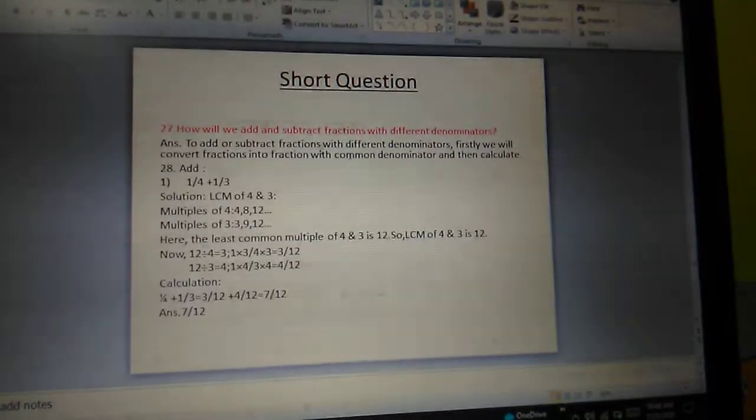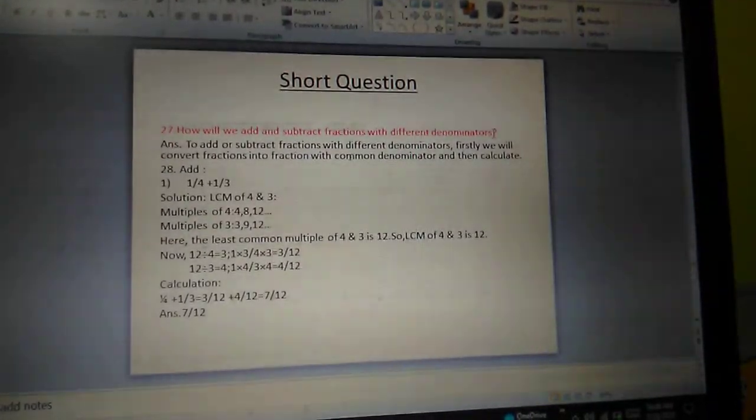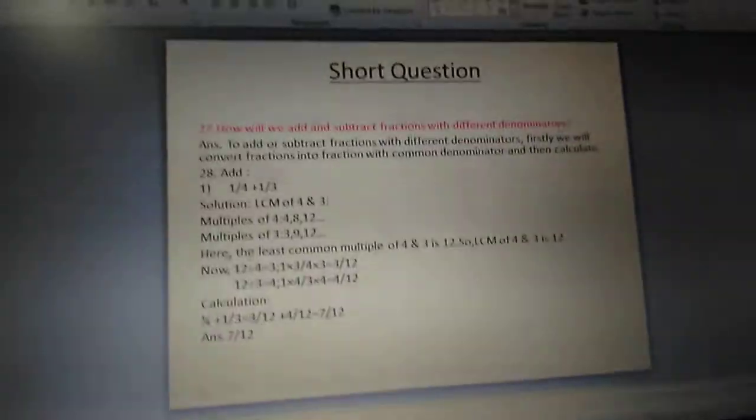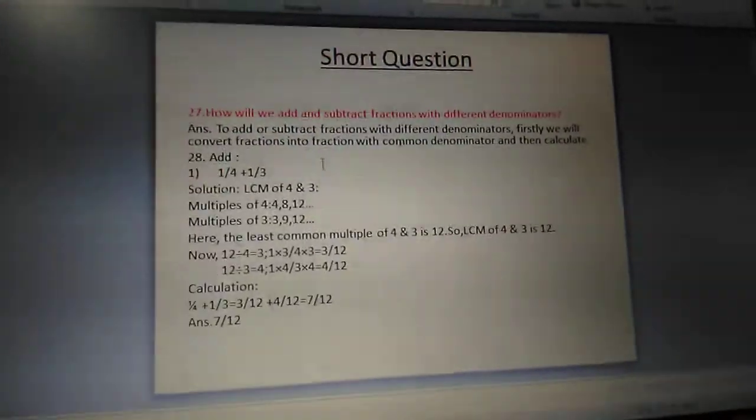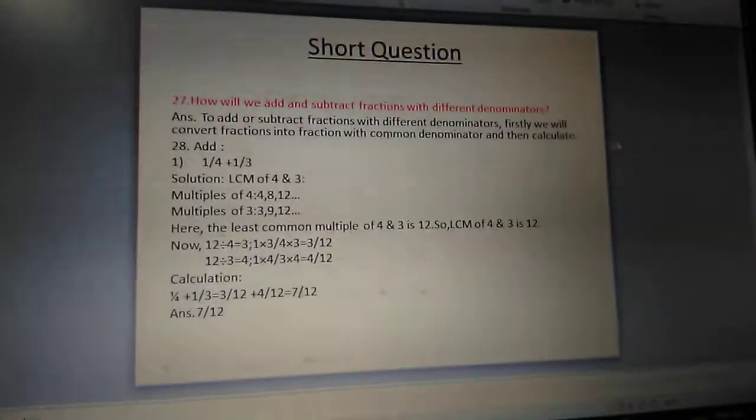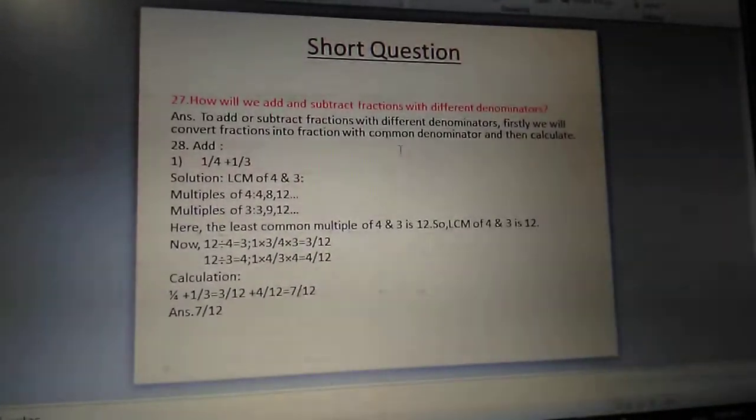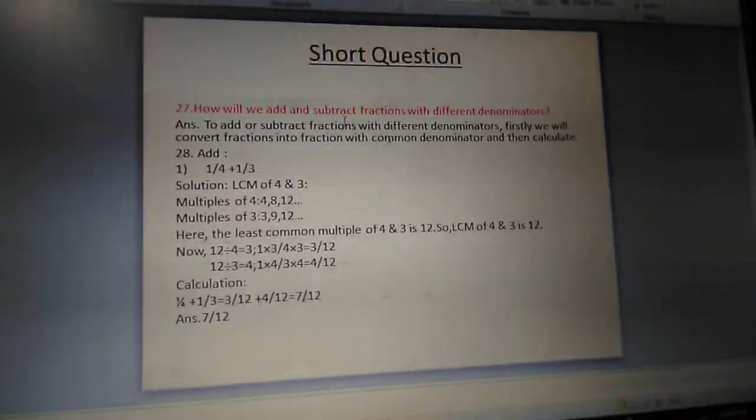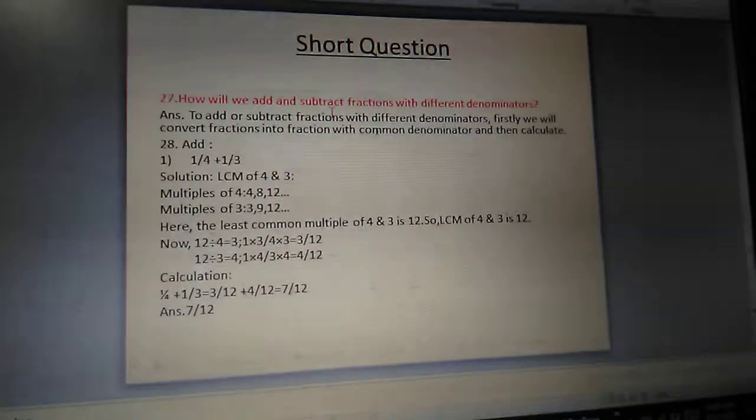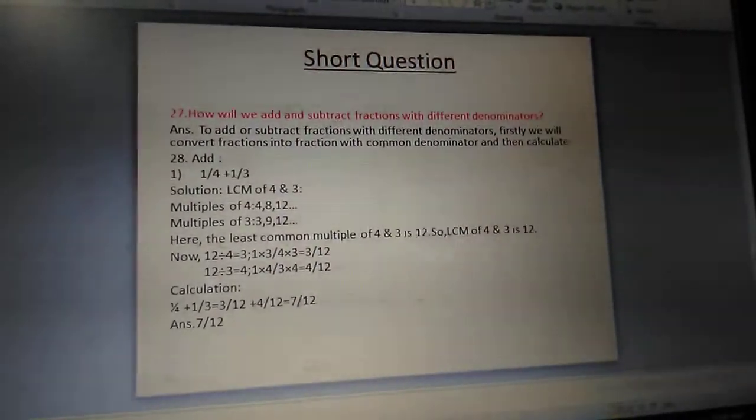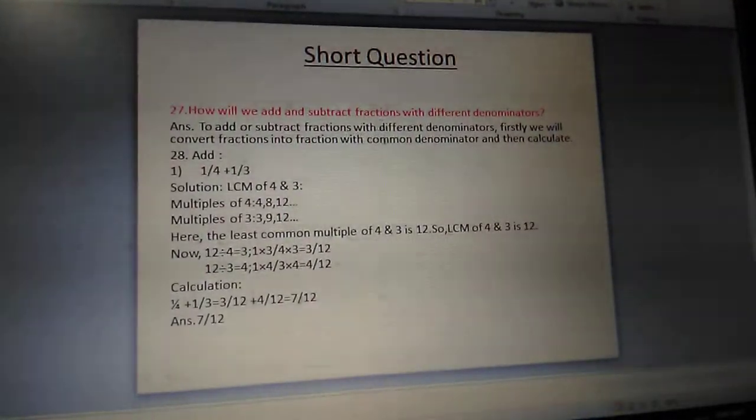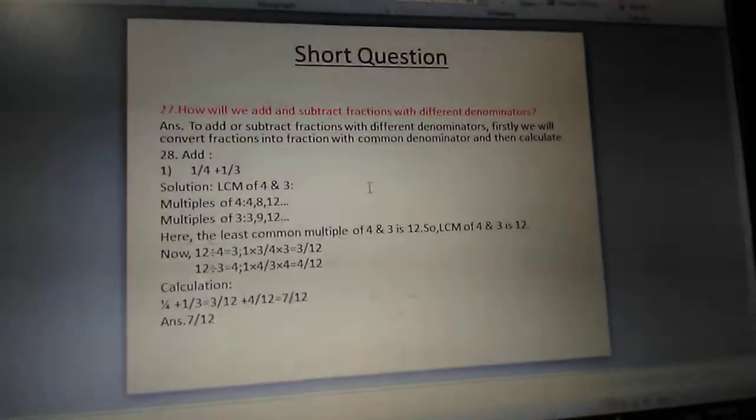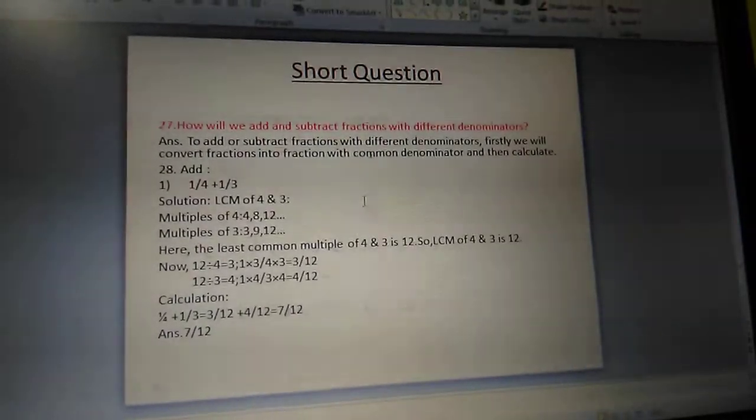How will we add and subtract fractions with different denominators? If we get fractions with different denominators, how will we add or subtract? To add or subtract fractions with different denominators, firstly we will convert the fractions into fractions with common denominators, then calculate. So first we have to convert the given fractions into fractions with a common denominator, then we will do the calculation. In that way we can do the addition and subtraction of the given fractions with different denominators.